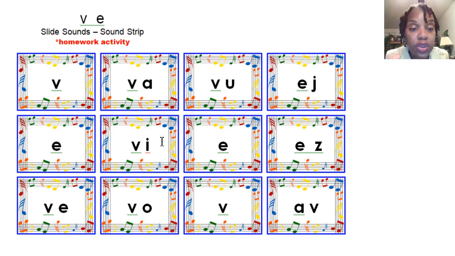So what you're going to do is start with the first row, and then go to the second row, and then the third row. But if you make a mistake, you have to start all the way back over, and you try to beat the clock. I'm not going to turn on the clock today. So we're going to sound out these sound pictures, starting with this row. Ready? Go. V, e, v, va, vi, va, v, e, v, ej, ez, av.